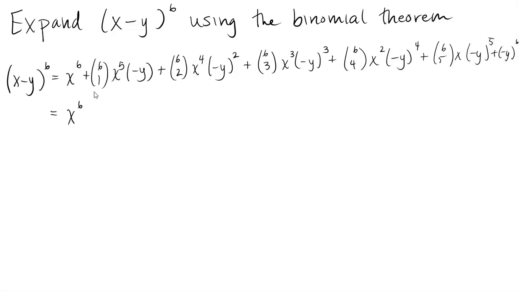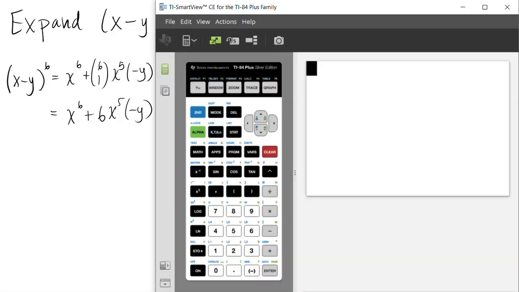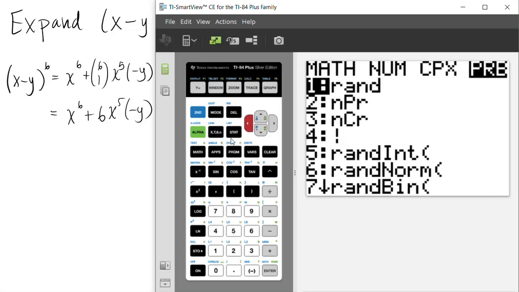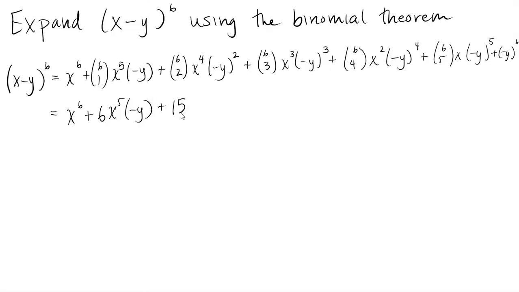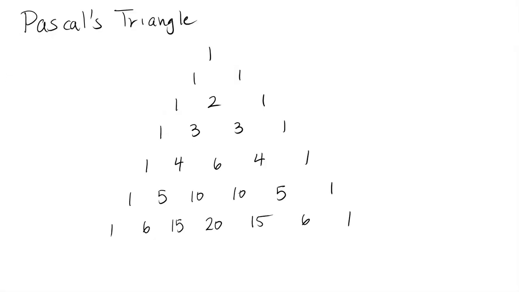There's nothing to do in the first term. We need 6 choose 1. There's 6 ways to do that. Now we need 6 choose 2, which we haven't done before. One way to do that is to type 6, math, scroll to the probability heading, choice 3, 2, and hit enter, and we get 15. Another way to do that is to access Pascal's triangle and go to this row where the second entry is 6, and we see that 6 choose 2 would be 15. I'm going to steal the rest of my coefficients from Pascal's triangle.